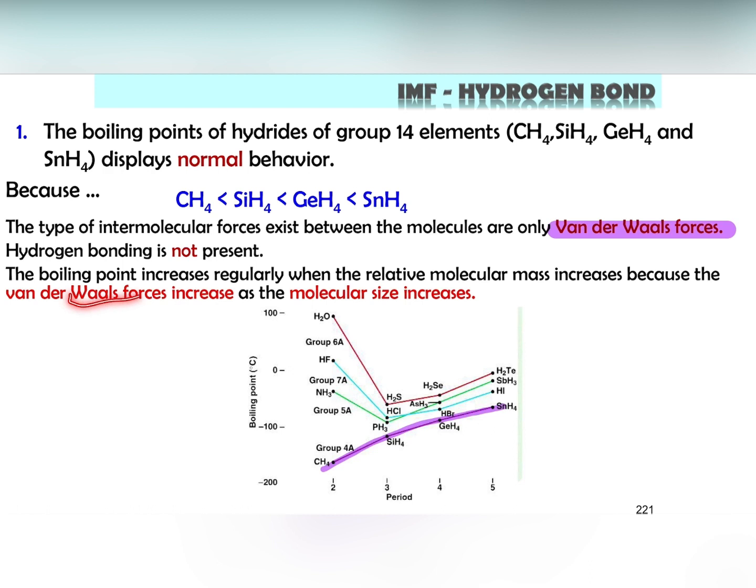Okay, so the boiling point increases regularly when the relative molecular mass increases. So ingat, bila mass increase, maksudnya kita tengok dari segi size lah kan, size increase. Okay, so bila size increase, therefore the intermolecular forces, van der Waals forces, are stronger. Therefore you need more energy to overcome the forces. That is why boiling point increases.